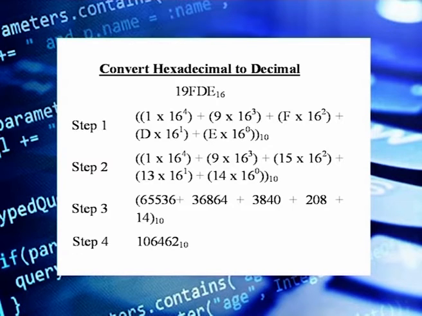65536 plus 36864 plus 3840 plus 208 plus 14, which comes out to be equal to 10646210.